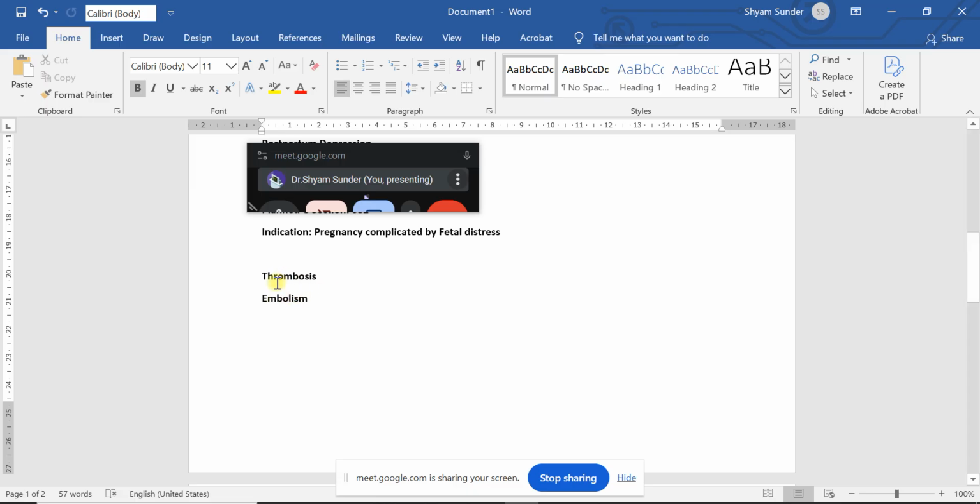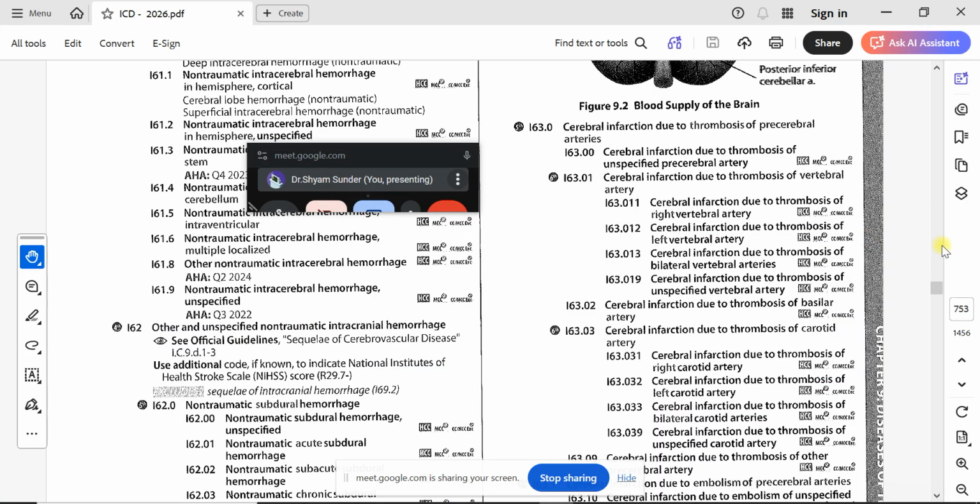So I can do some research on these two words, thrombosis and embolism. And the third one is hemorrhage. What is hemorrhage? Blood coming out of the breakage of an artery or vein. Yes, bleeding. So these three are very close, causing brain stroke. Brain stroke can be caused by any one of these three reasons: thrombosis, embolism, or hemorrhage. Very important. Follow it.